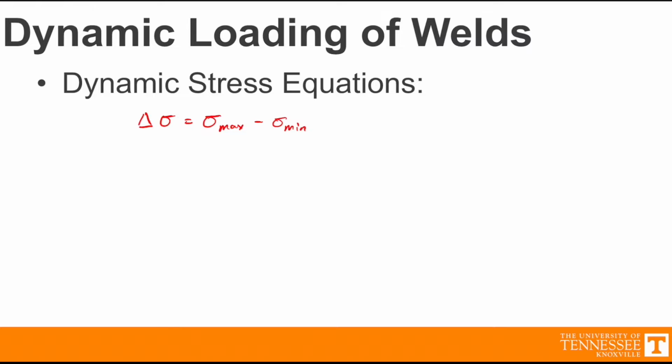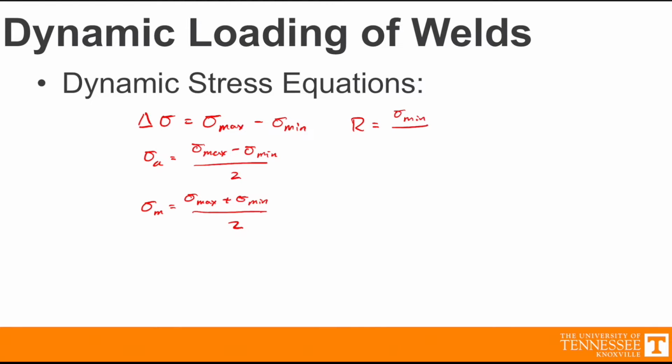Hopefully you remember all these from when we've gone over fatigue previously. Should be pretty familiar. You've got your alternating stress, which is sigma max minus sigma min over 2. You've got your mean stress, which is just the average of the max and min. We've got the stress ratio, which is the ratio of minimum to maximum stress. And we also have the amplitude ratio, which is the ratio of the alternating and the mean stresses.